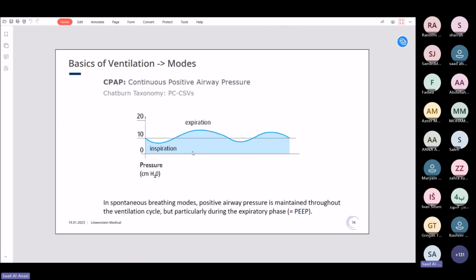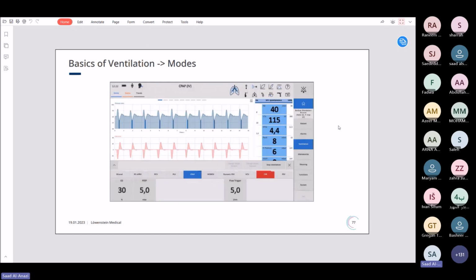CPAP breath is really a common mode for continuous positive airway pressure. We also have it in our modes. You can see it in the ventilations: FiO2, PEEP, and the flow trigger. You can have it here for the oxygen, for the CPAP, to improve the oxygenation.